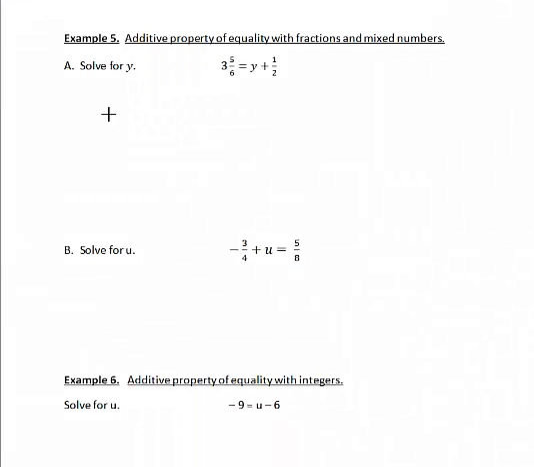Here we have an example with mixed numbers and fractions. We focus on the variable. The variable is only on the right side. According to the right side, what is happening to y? Y add 1/2. Y plus 1/2. So in order to get the y by itself, we simply subtract off the half.